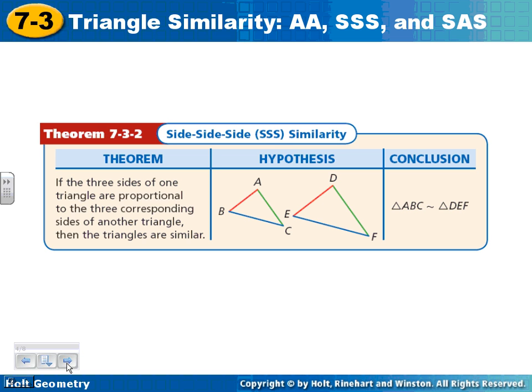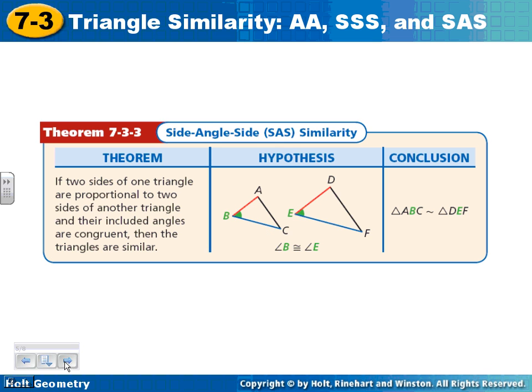This now is side, side, side. But there's a key word I want you to circle. The theorem reads, if the three sides of one triangle are proportional, which means two proportions or two ratios that are equal, we would solve that by cross multiplying. It's not equal. The sides will not be equal. Only the angles are equal. Sides are proportional. So if we have all three sides in proportion to each other, we have similar triangles.